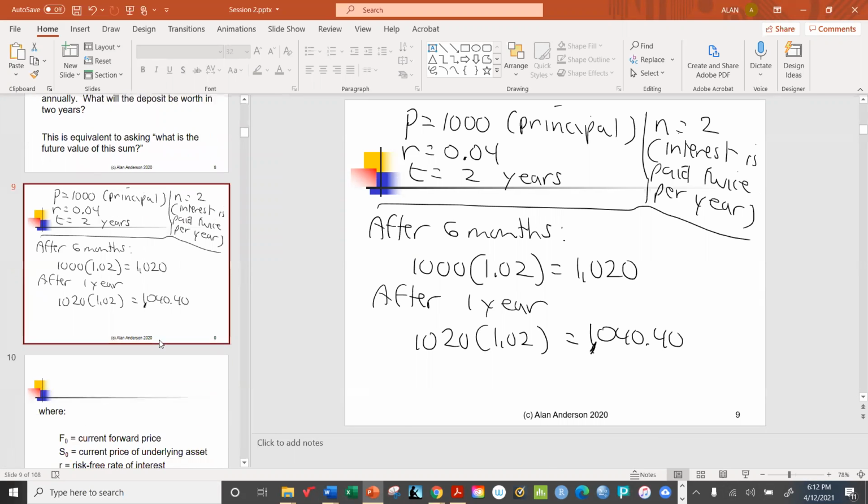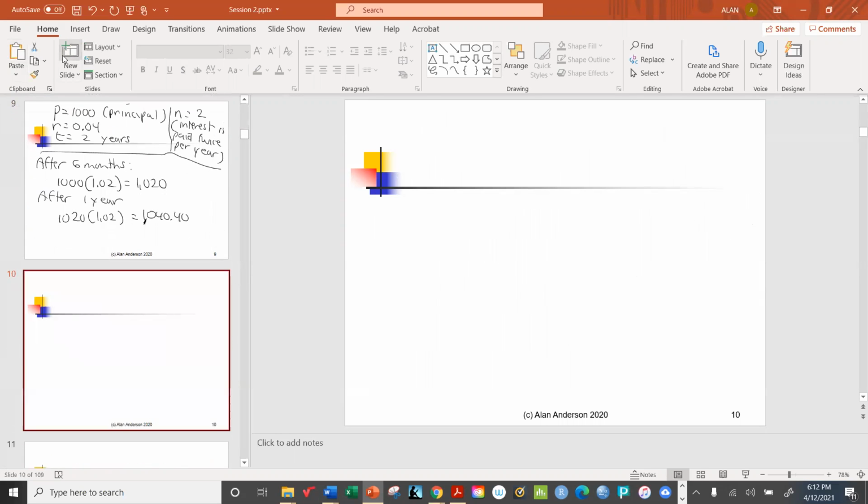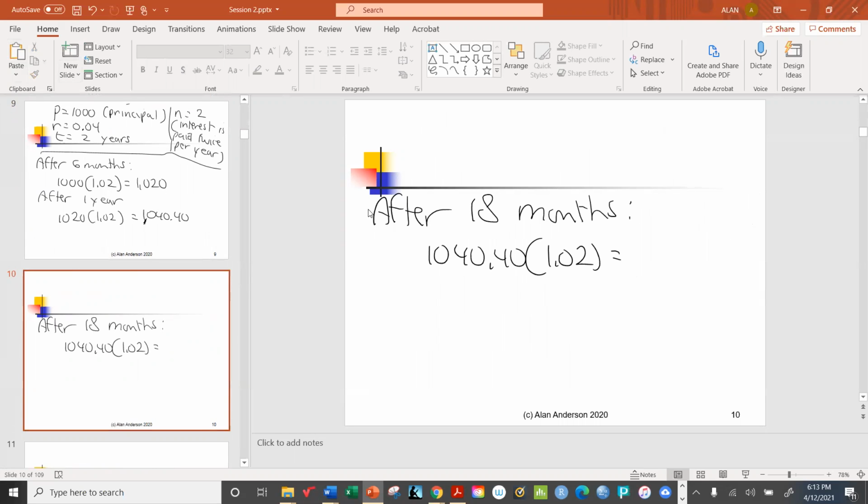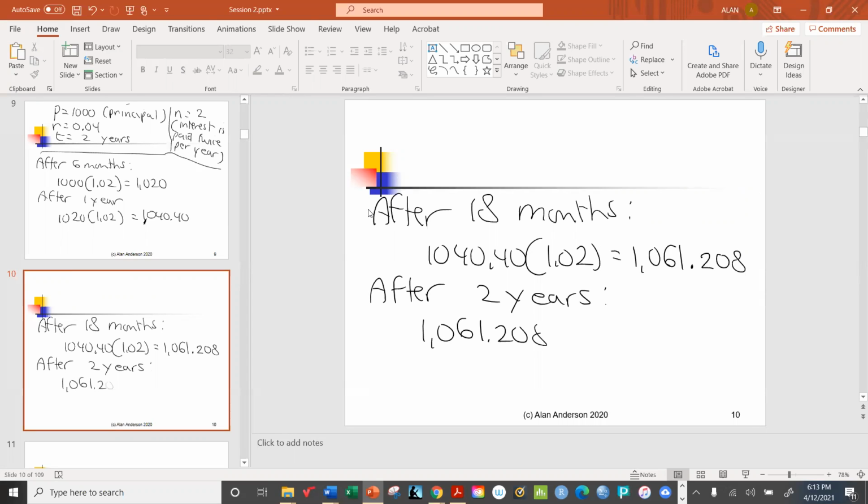Now we have to continue for 2 full years. After, let's say, 18 months, we'll have 1,040.40 times 1.02, which is 1,061.208. And then after 2 years, how much will we have? 1,061.208 times 1.02 again. And that leaves us with 1,082.43.